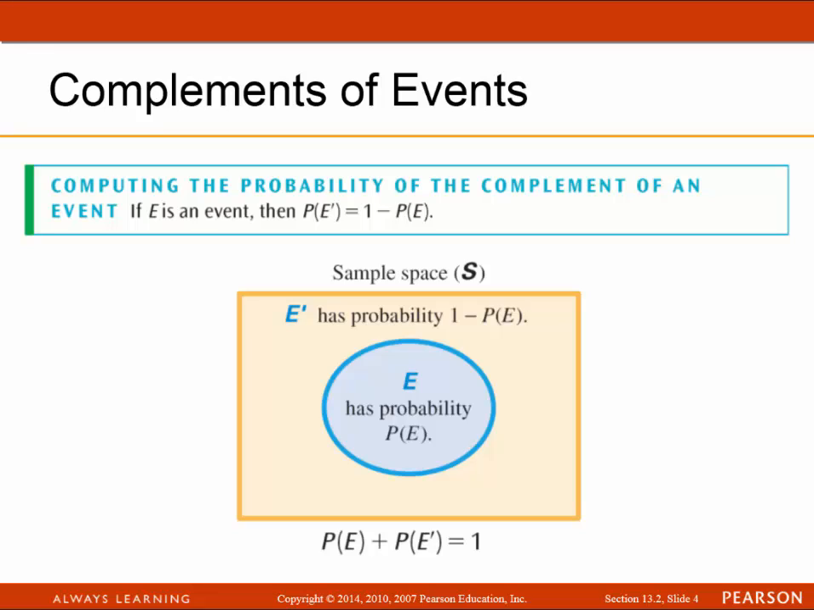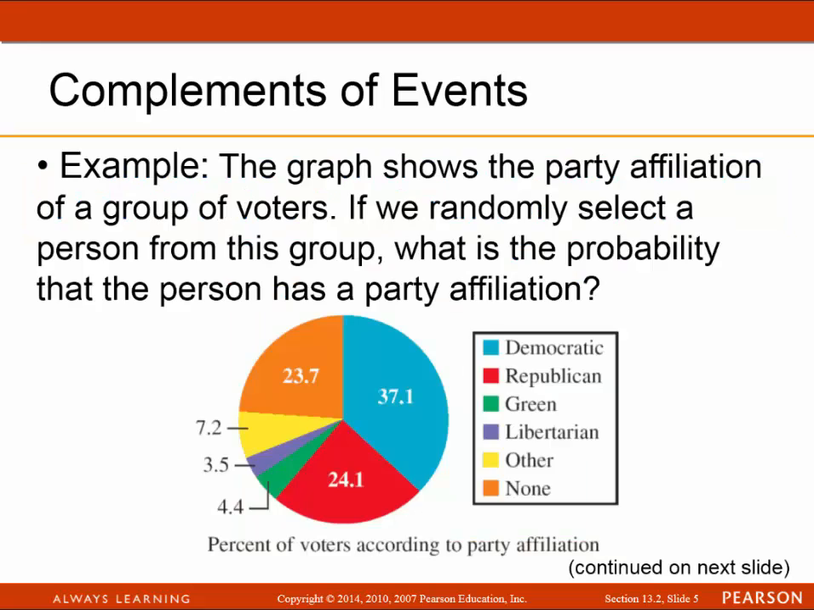So here we have the sample space. E prime has a probability of 1 minus the probability of E, and then of course E just has the probability of E. And if we do the probability of E plus the probability of the complement, that adds up to 1. So how can we use that information to solve a problem?